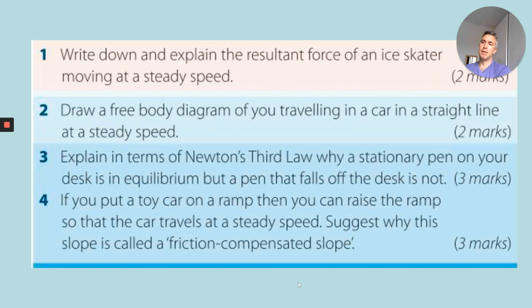Can you explain some questions? Can you explain, write down and explain the resultant force of an ice skater moving at a steady speed? Maybe draw it as a little dot. Can you draw a free body diagram of you traveling in a car? You traveling in a car in a straight line at a steady speed. Explain in terms of Newton's third law why a stationary pen on your desk is in equilibrium, but a pen that falls on that desk is not. If you put a toy car on a ramp, then you raise the ramp so the car travels at a steady speed, suggest why this slope is called a friction compensated slope. Ooh, tricky. We'll do the answers another lesson.